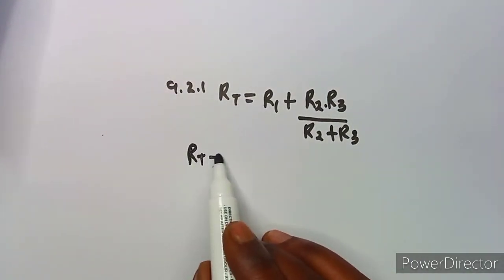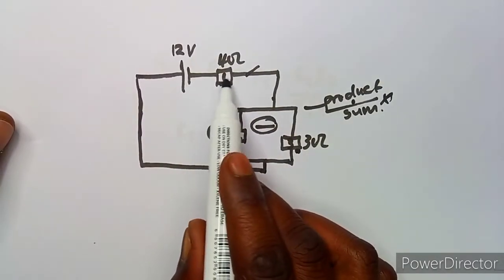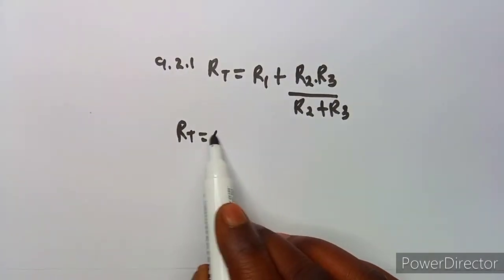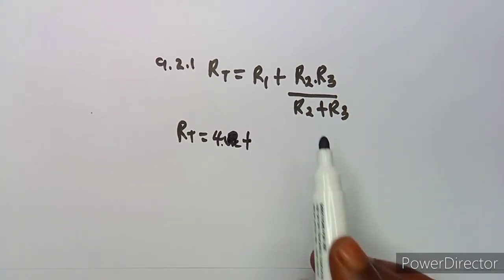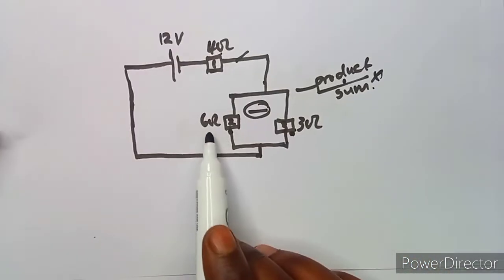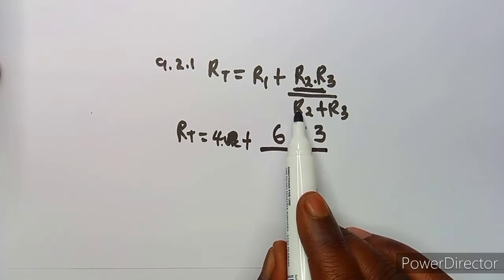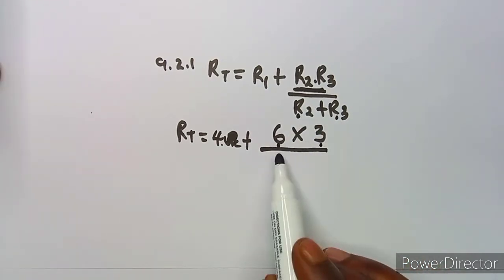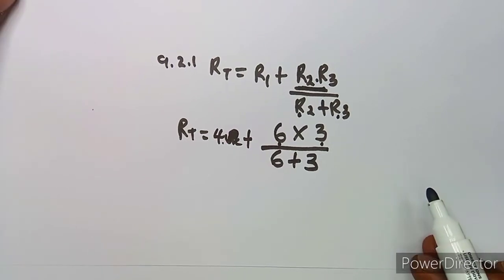Our RT is going to be R1, which is 4 ohms, plus R2 and R3, which are going to multiply together. R2 is 6 and R3 is 3, so we've got 6 times 3, everything over R2 plus R3, which is 6 plus 3. So that is the presentation, guys, that you are supposed to show.